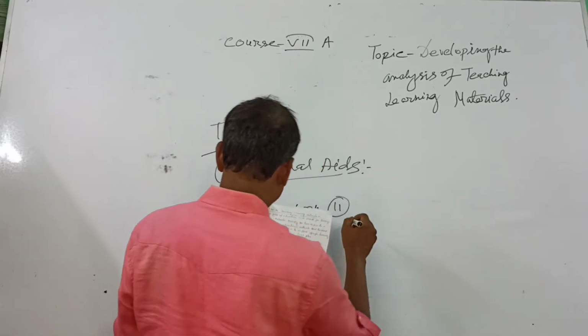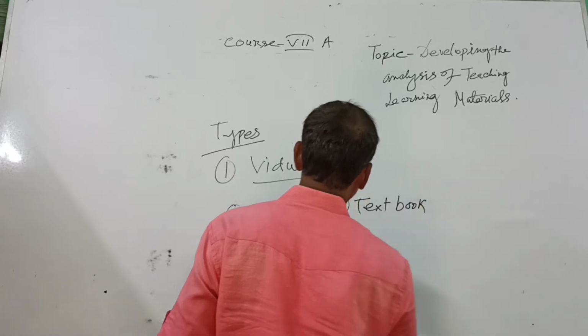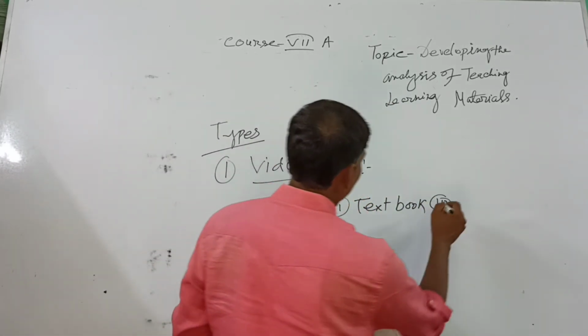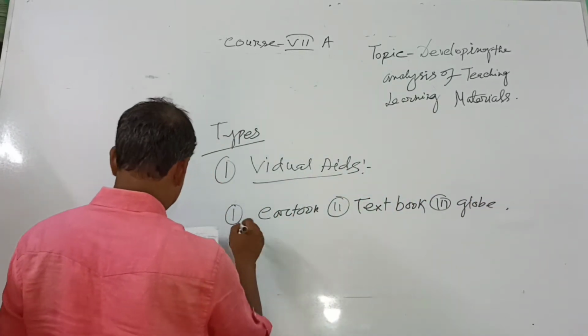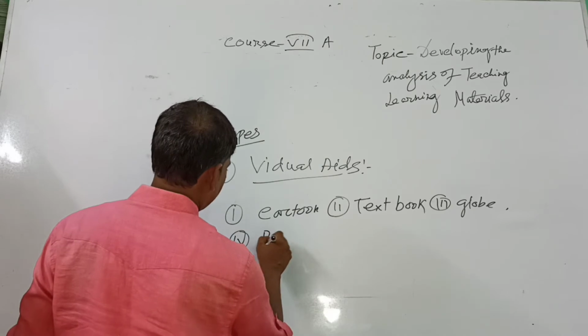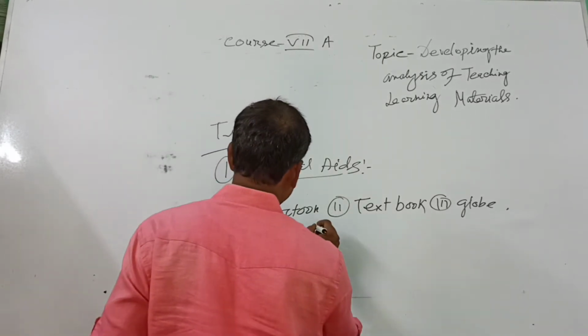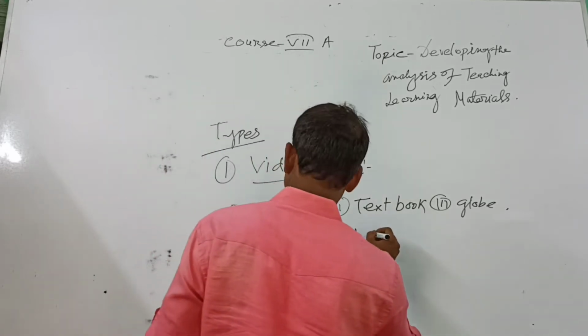Next, textbook. Next, globe. Next, blackboard. Blackboard is a big TLM, a visual aid. Next, dashboard.